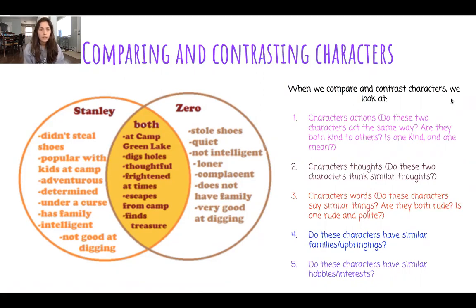You can think about characters' families. Do these characters have similar families, similar upbringings? Does one have 4 siblings and one's an only child? And finally, you can think, do these characters have similar hobbies and interests?